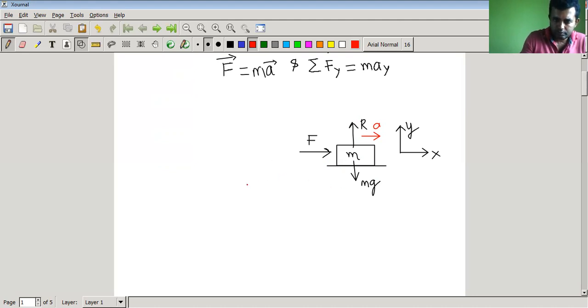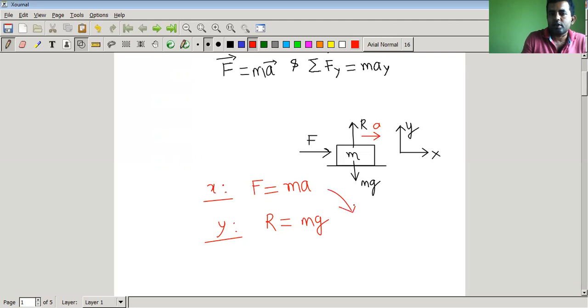So along the x direction, Newton's second law will read: net force acting, that is only F, is equal to m into a. And along the y direction, there is no motion, so the normal force will be equal to m into g. So it turns out that from here we can find the acceleration of this block will be F by m.